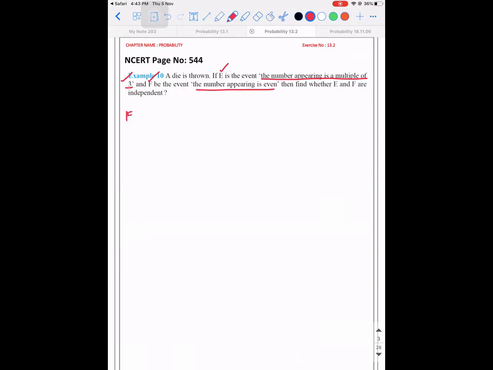So what is the event E? Number appearing is a multiple of 3. Am I right? So E is equal to {3, 6}. What is F, guys? {2, 4, 6}. What is the probability of E intersection F? 1/6. It is the number of elements in E intersection F divided by the number of elements in the sample space. So 6 is common in both, 1/6.